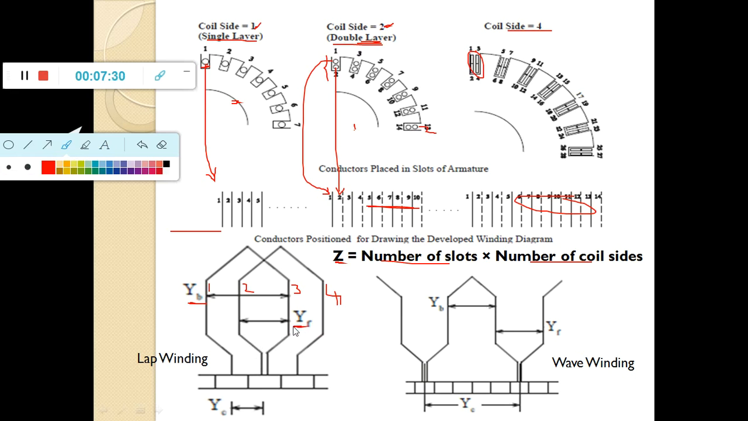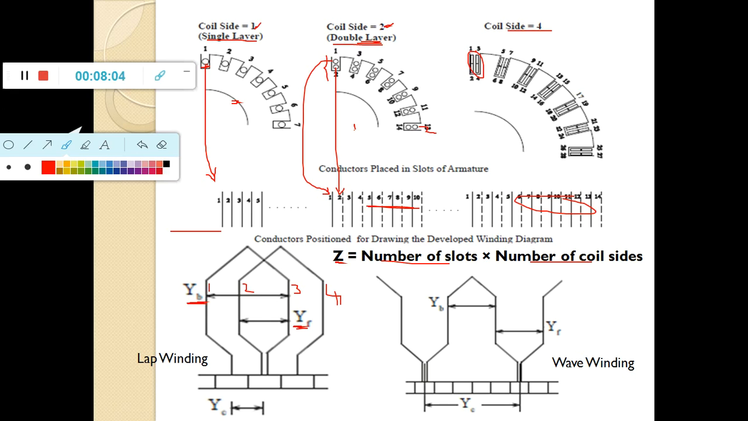So the back pitch is YB and the front pitch is YF. The top end connections will be defined by the back pitch value and the bottom end connections will be defined by the front pitch value. You can see here, this is lap winding. What is lap? For example, 1 and then 3 are connected together to form one turn. Conductor 2 and then conductor 4 are interconnected to form another turn, right?